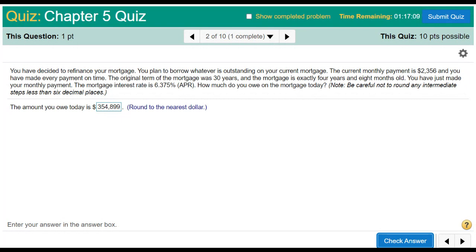Now, let's say this was on the test. You see it says nearest dollar, so with 354,899, do not put cents in it. Just put 0.00 if you're going to do that. And also, when you separate, make sure you know where your commas are, because do not put a decimal point after 354. A lot of people were doing that. Okay?